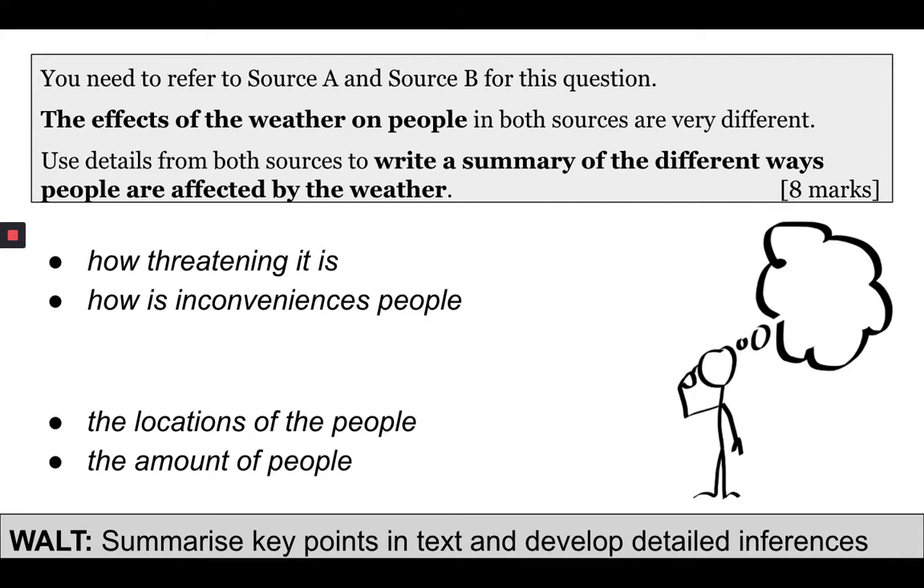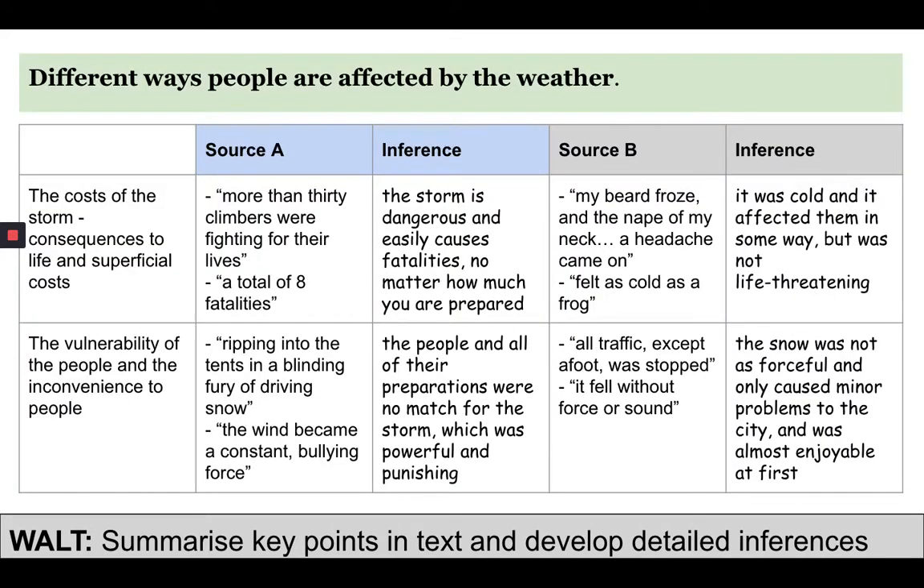In source A, the storm blows away their tents, bends them out of shape, and it's nothing like they've ever seen before. It's quite bullying and pummeling as well. It's a driving fury of snow. Whereas in source B, people's beards get frozen. It's quite superficial.